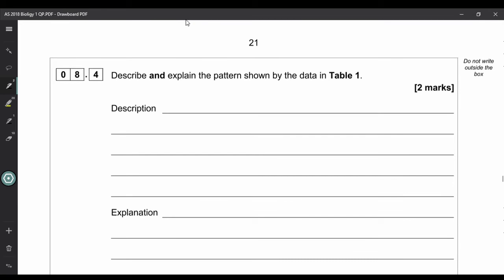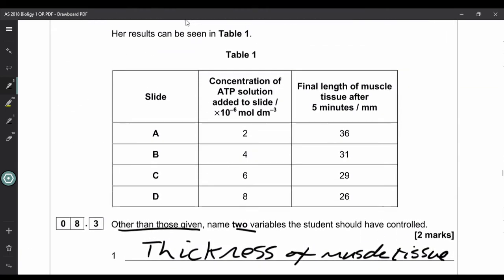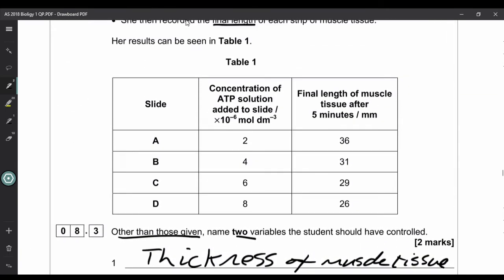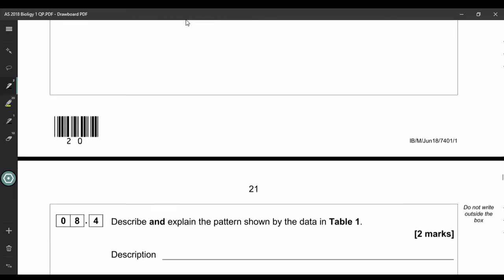So here we've got to describe and explain the pattern shown by data in table 1. So description, that's all it is. It's just describe what's going on. So if we have a look at this, we can see that as the concentration of ATP is increasing, the actual length of the muscle is decreasing. So that's all we've got to do for this answer, is describe the trend. So as one's increasing, the other is decreasing. So that's all we need to put for the description part.